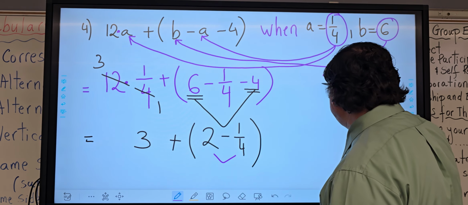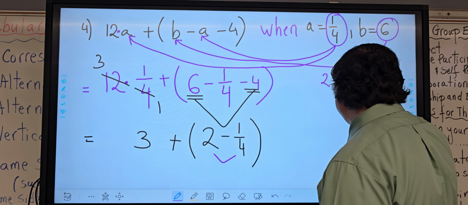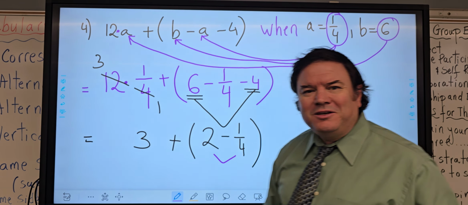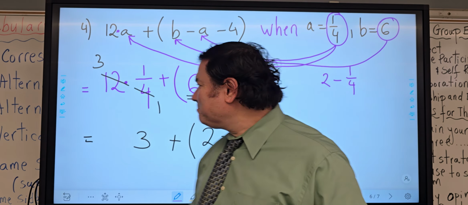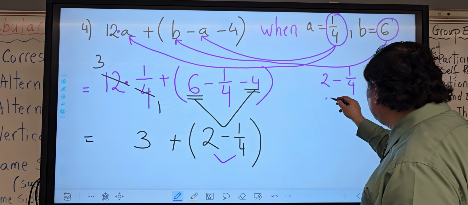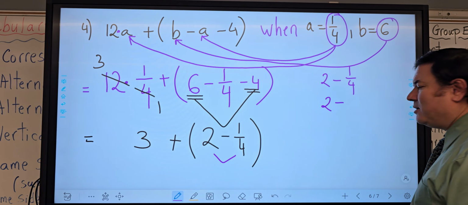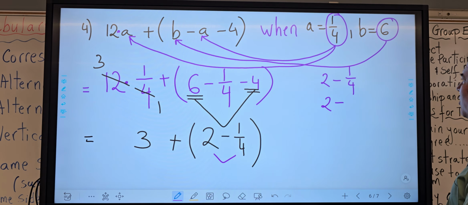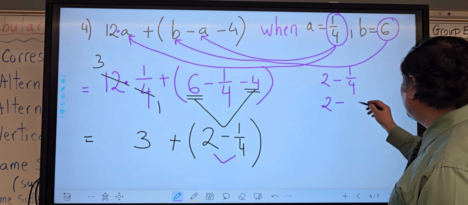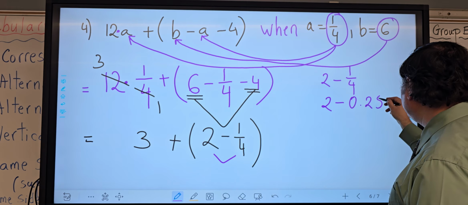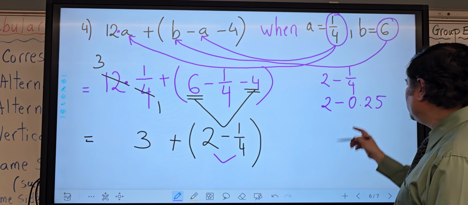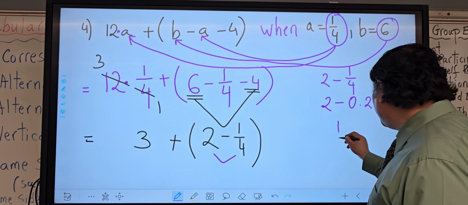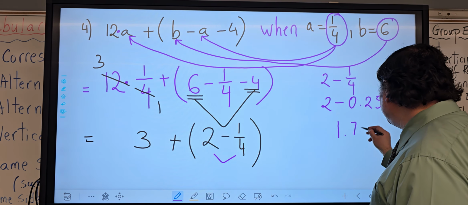So we have 2 minus 1 over 4. Think about this. We have 2 wholes, and 1 over 4 is 25%, right? So if we start with 2 and take away 25%, how much do we get? 2 minus 1 over 4, which is 0.25. 2 minus 0.25, we get what? 1.75, right? So we get the 1, and then 0.75.